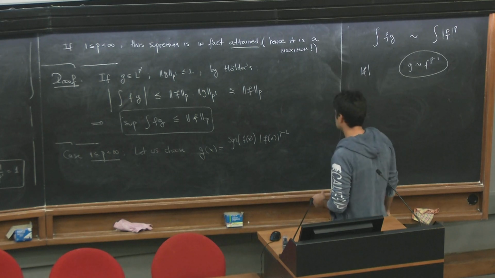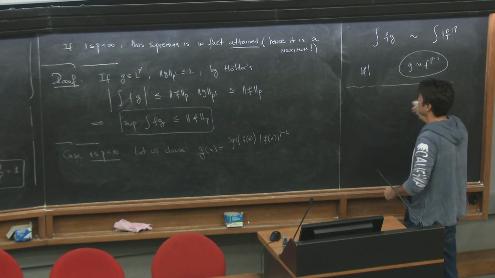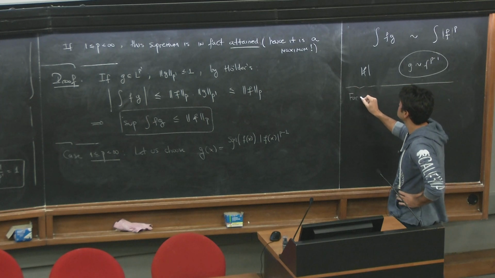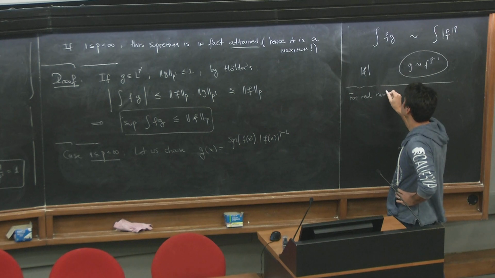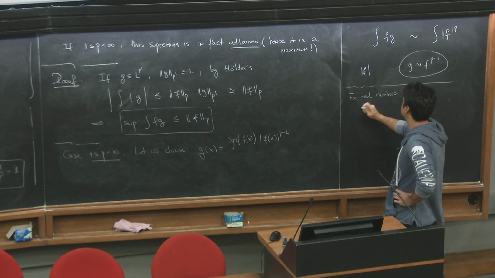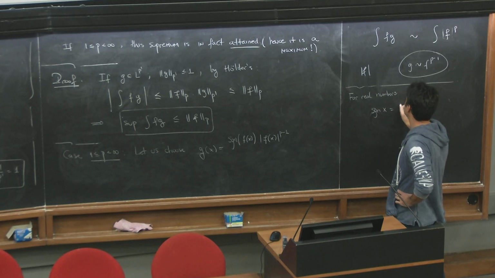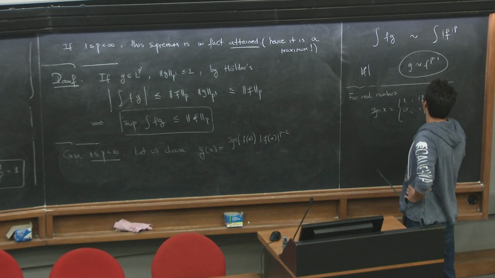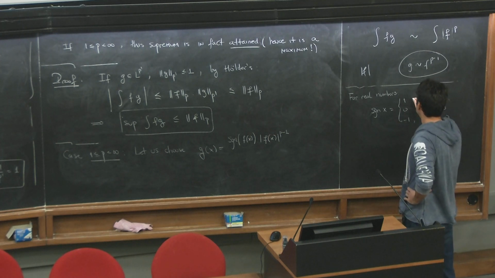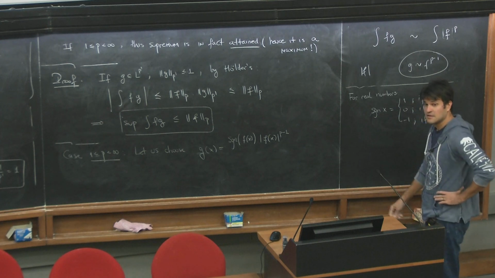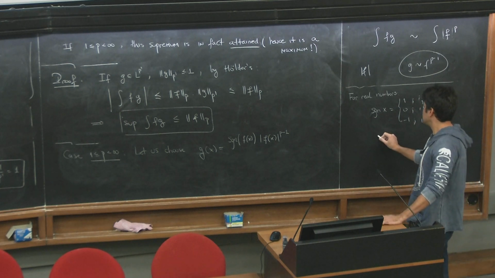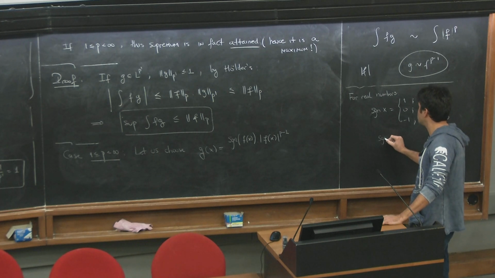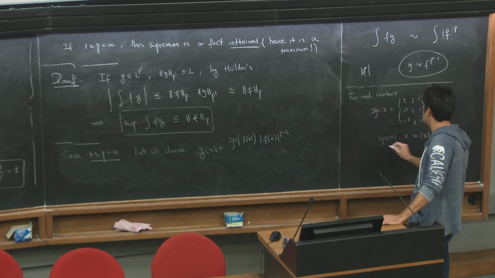Okay. And the signum has to be understood in the following sense. For real numbers, you just define the function signum of x to be 1 if x is positive, 0 if x is 0, and minus 1 if x is negative. So this is the signum function. In particular, signum of x times x is always the absolute value of x.